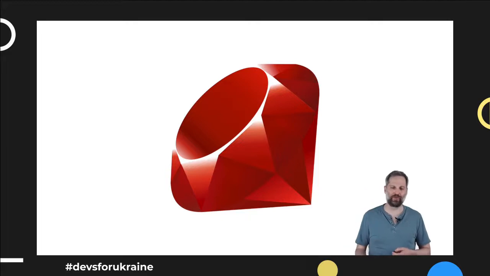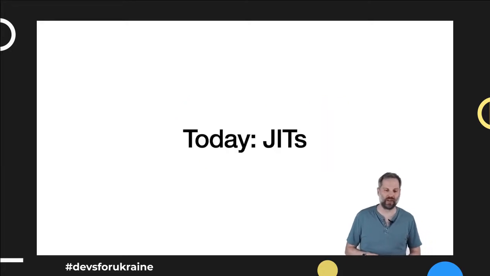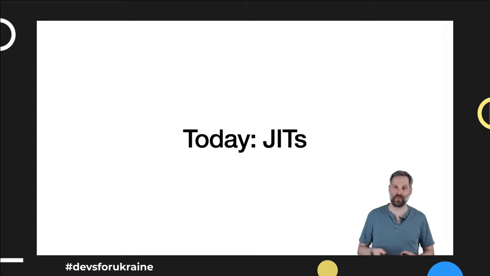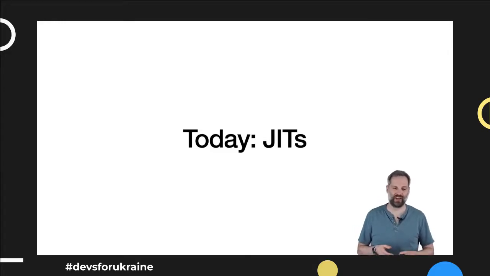I bring this up because I really, really love Ruby. I love the Ruby programming language. I think it's really, really great. But today I don't really want to talk about the Ruby language so much as JIT and JIT technology. There's definitely going to be Ruby in my examples, but I hope that the things we're going to talk about today will be useful in many different languages and not just Ruby.